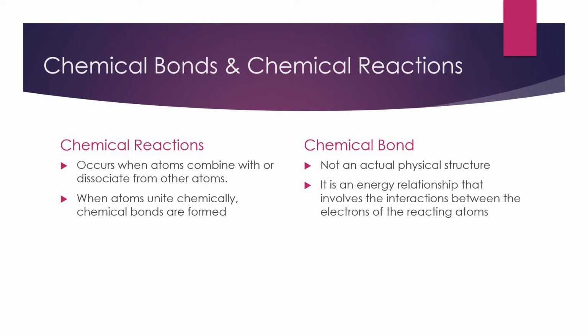Chemical bonds and chemical reactions. A chemical reaction occurs when atoms combine with or dissociate from other atoms chemically. So chemical bonds are formed. A chemical bond is not an actual physical structure, but rather an energy relationship that involves the interactions between the electrons of the reacting atoms.